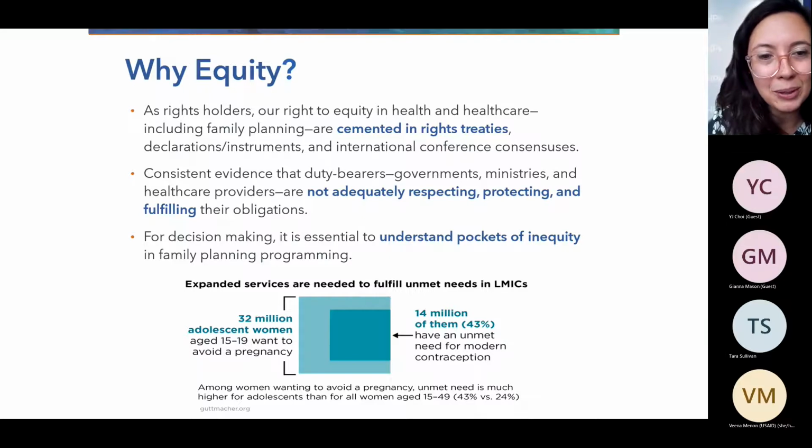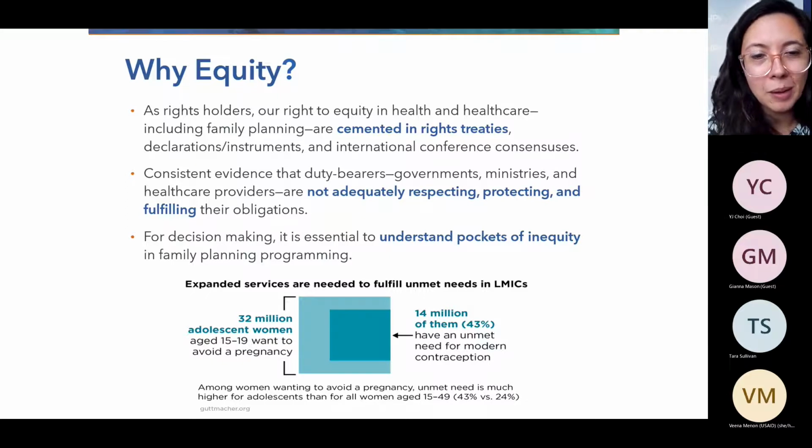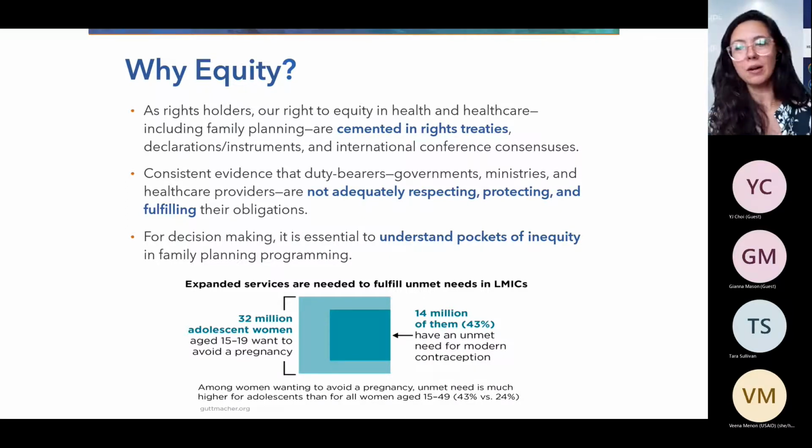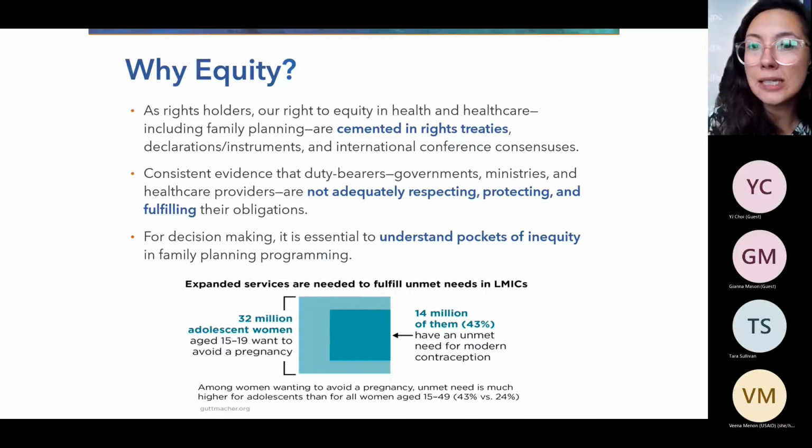This is, of course, from Guttmacher, Adding It Up. So what we see here is, of course, the number of adolescent women who have an unmet need for family planning. But I really think the message I want to get across here is the point at the bottom, which is that among women wanting to avoid a pregnancy, unmet need is much higher. Certainly, it's a statistically significant difference for adolescents than for all women. And that's just one stratifier, one way and one subgroup that typically experiences worse or less ideal programmatic outcomes in family planning.